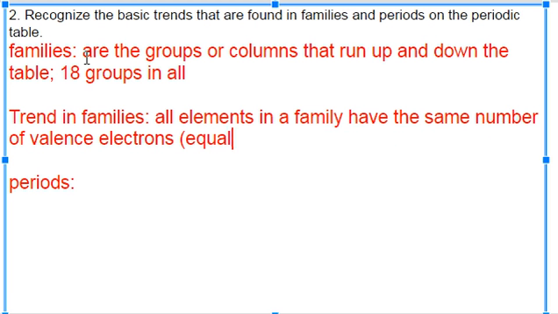I'm not going to say equal. It's not quite true. It's equal to the group number for 1 and 2, and then it stays stuck at 2, and then for 13, 14, 15, you just ignore the 1, and it's 3, 4, 5, 6, 7, 8. But it lets you know how many valence electrons.